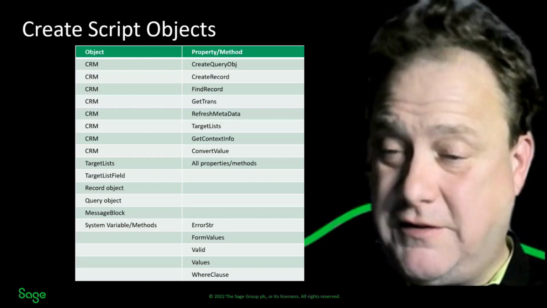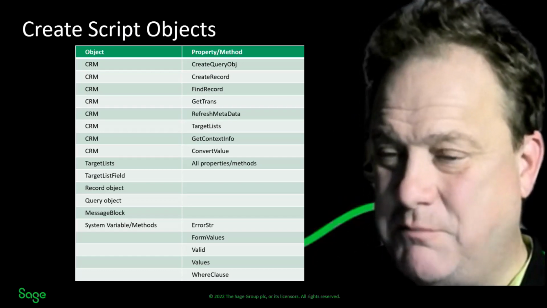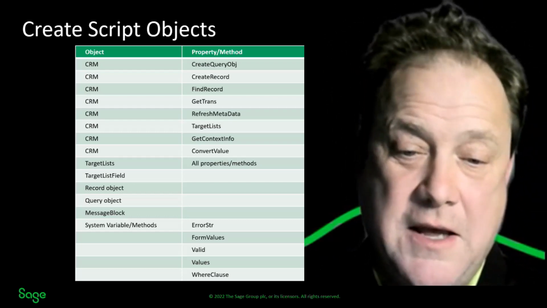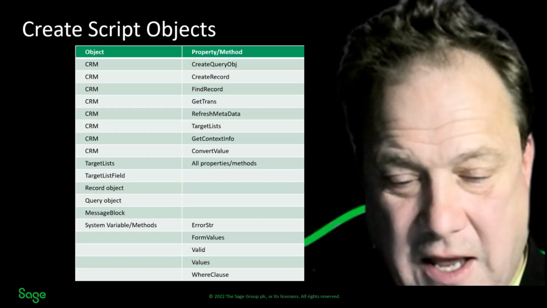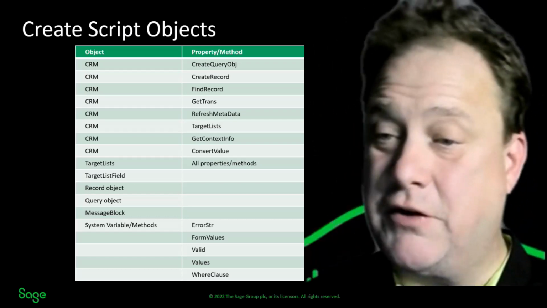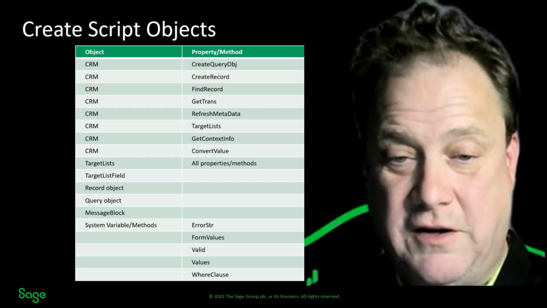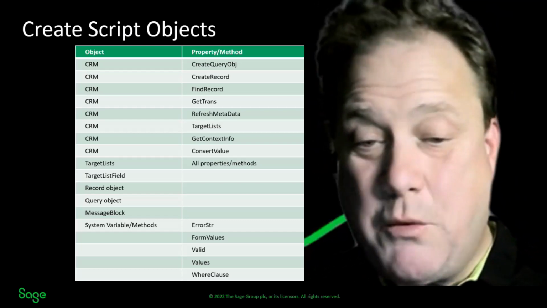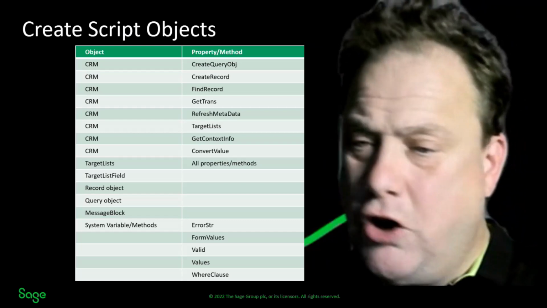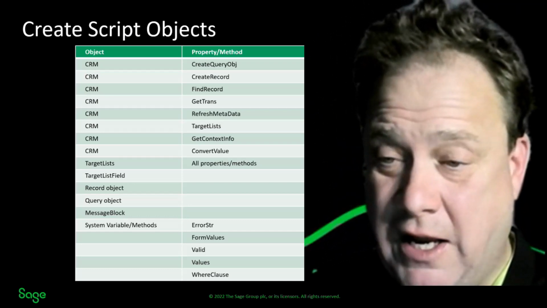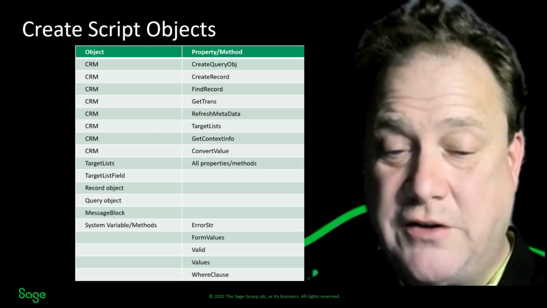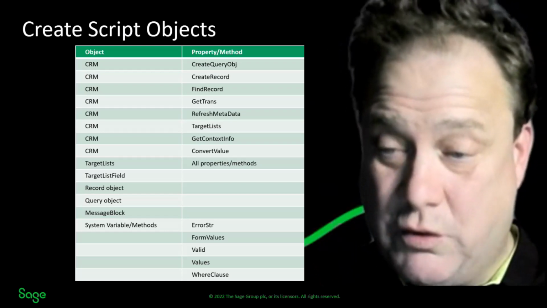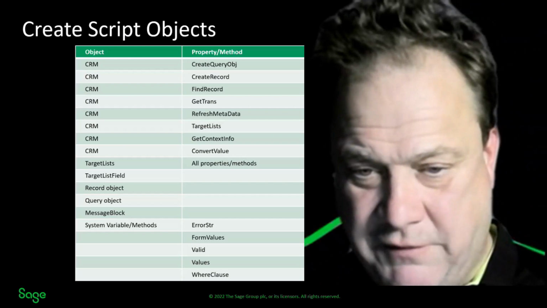Each context provides you with different objects which have their own methods and properties. Here you can see that if you are writing in the context of a create script, you can use certain objects like the main CRM object with the create query object, create record, a lot of data manipulation tasks that you can carry out in terms of the objects. And you also have access as well to some additional system variables that I'll talk about as we develop the training.